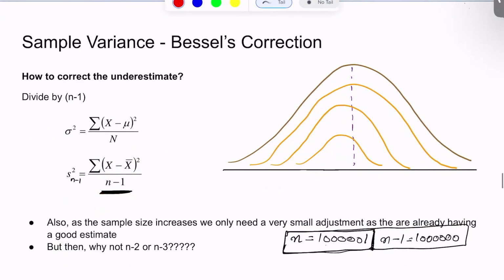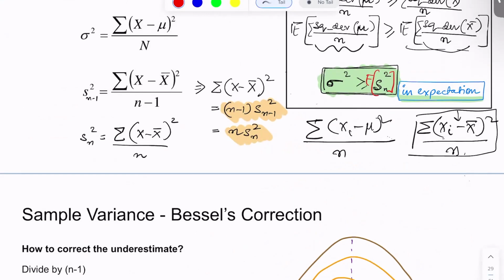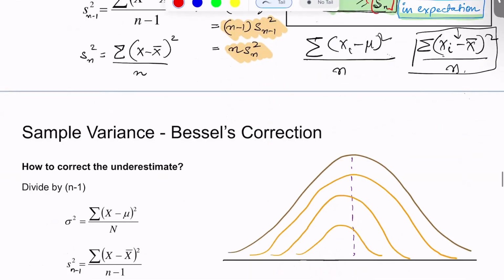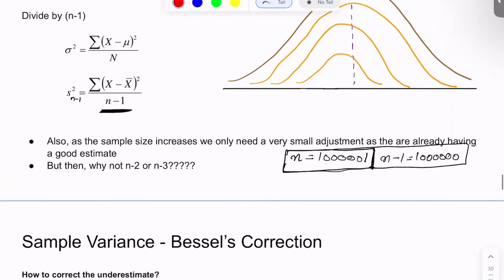But we are just subtracting 1 from it, so why not n minus 2 or n minus 3 or maybe some n minus k? How should we identify that? How much should we be correcting? How much are we off? Basically, we found that the expectation of the sample variance is less than the population variance, but how much less? How off are we if we are dividing by n?